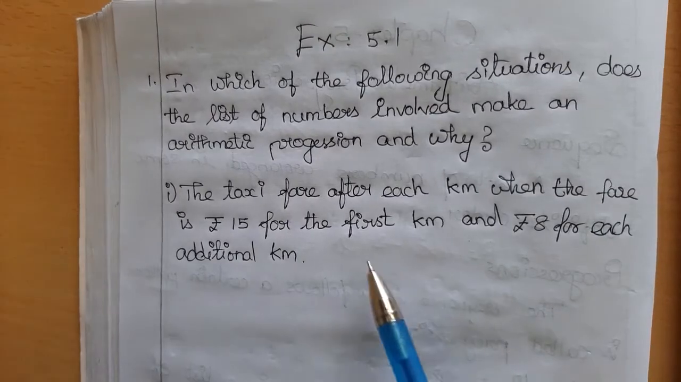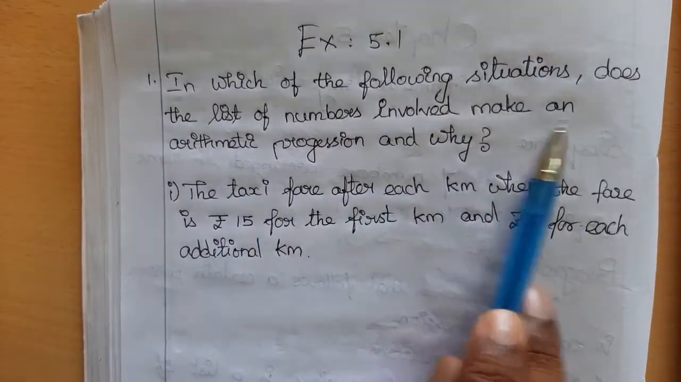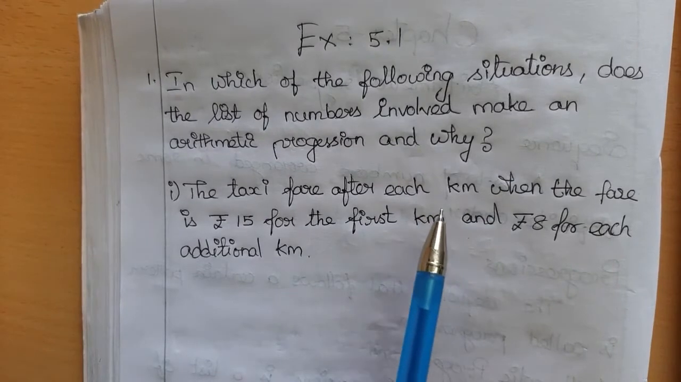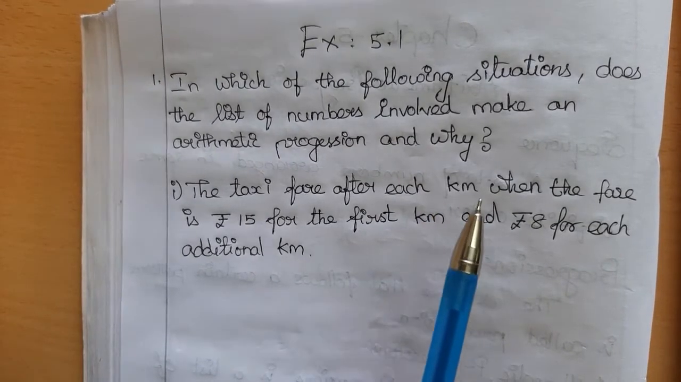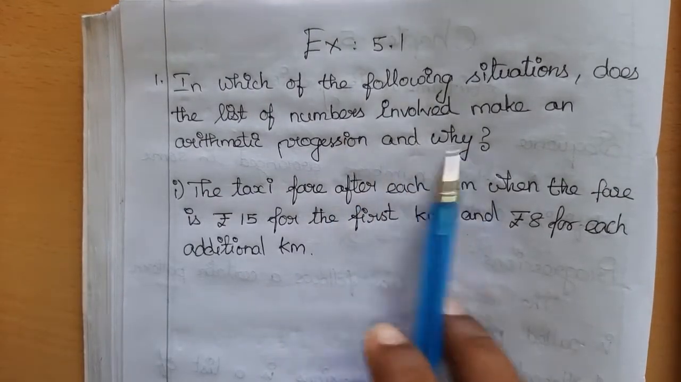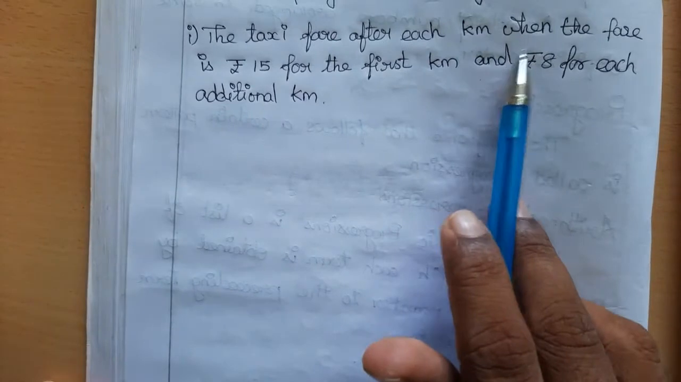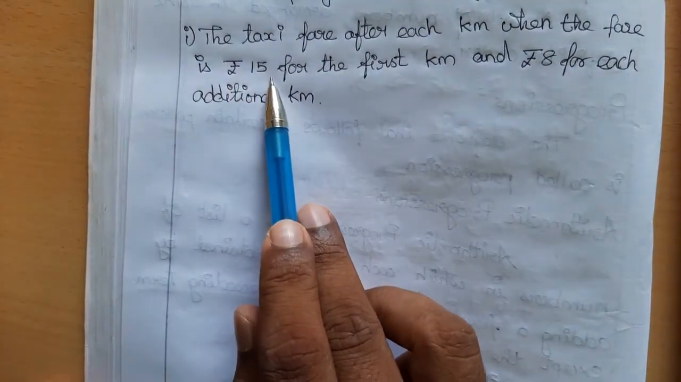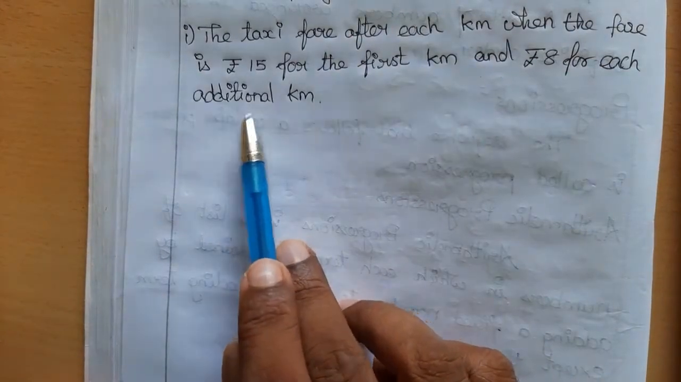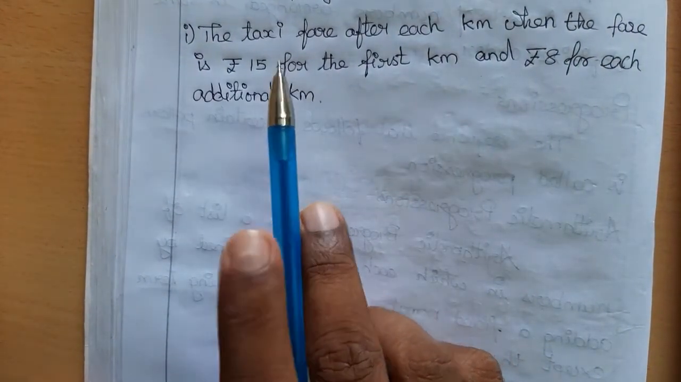So here we go for the exercise problem. In which of the following situations does the list of numbers involved make an arithmetic progression, and why? The following situations are given. We have to say whether it is an arithmetic progression, and if yes, we have to give the reason why. First one, the taxi fare: the fare is rupees 15 for the first kilometer and rupees 8 for each additional kilometer. So for the first kilometer the taxi fare is rupees 15.